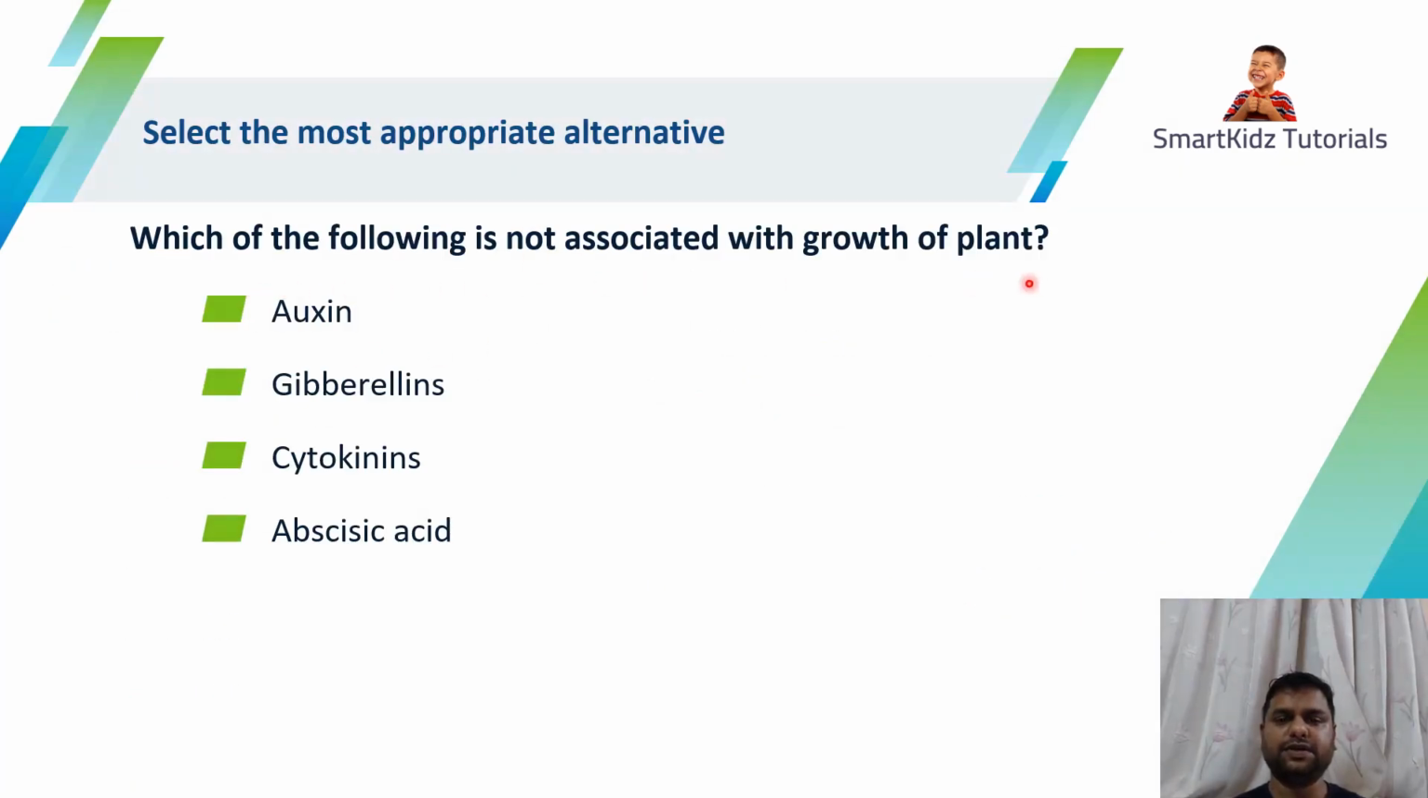Which of the following is not associated with the growth of plant? One look at this and you can easily say it is abscisic acid, because abscisic acid is something that inhibits the growth of the plant. The rest all are involved in some way with respect to growth of the plant. Here's the answer.